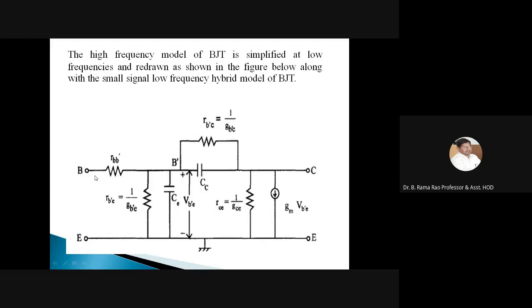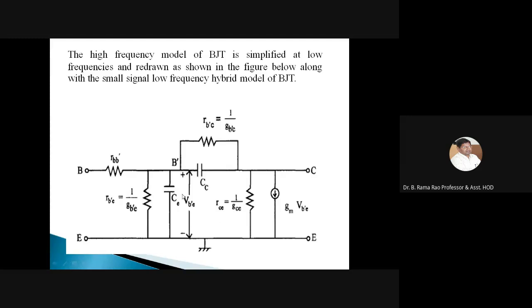There is a base terminal and a base junction, this is the collector terminal and this is the emitter terminal. There is a base spreading resistance, then the input conductance and the transconductance, and this is the feedback conductance. This is the output conductance which you have calculated earlier, and this is the base spreading resistance.